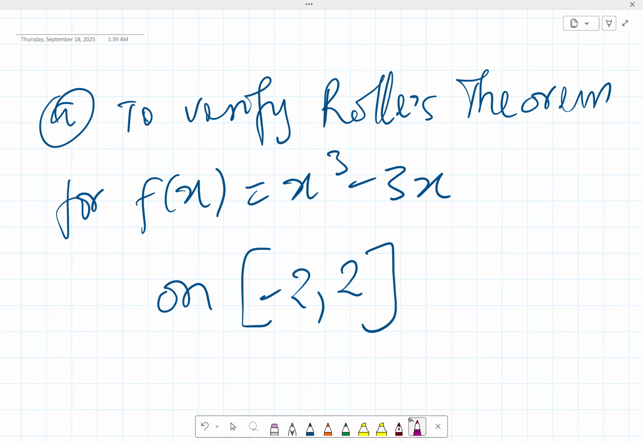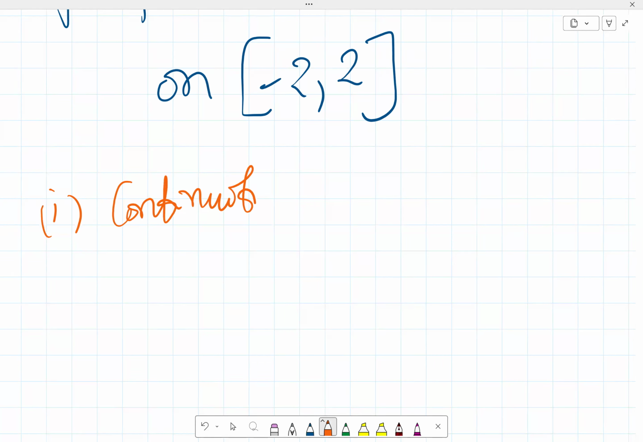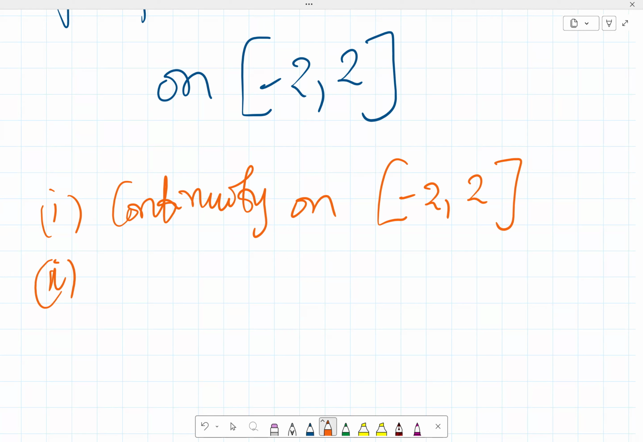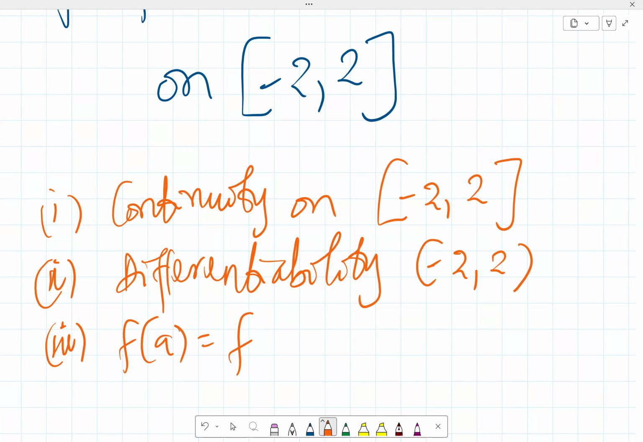Okay, we want to verify Rolle's theorem for this. So let's take care of the premises, right? So the first thing we need to prove is continuity on the closed interval -2 to 2. So the function has to be continuous on that. Then we need to prove differentiability on the open interval now, not closed interval, on the open interval -2 to 2. And then 3, we have to establish that f of A is equal to f of B.